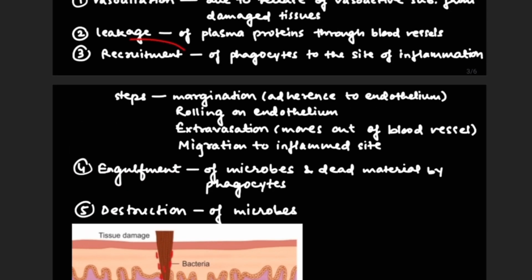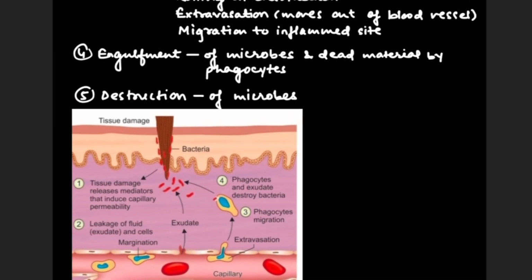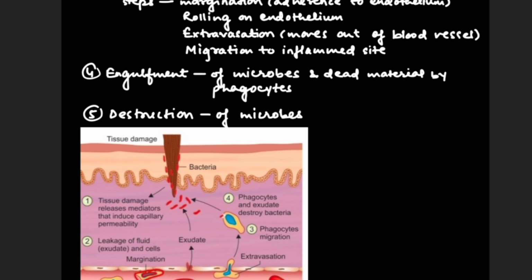So now we are going to see about recruitment steps. First is margination. This is a phagocytic cell which is adhered to the endothelium, and this process is known as margination. After margination, there is rolling on the endothelium. After rolling, there is extravasation. It means it moves out of the blood vessel. And then finally, it migrates to the inflamed site.